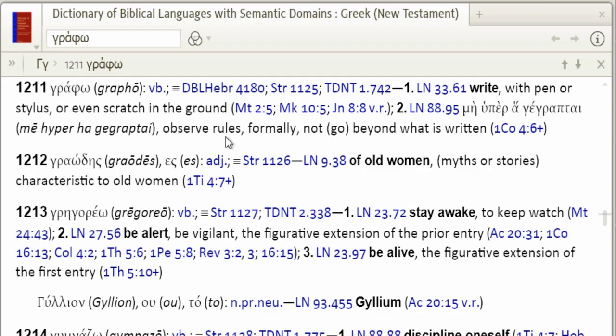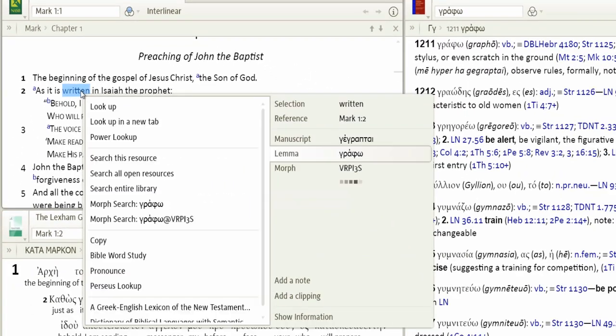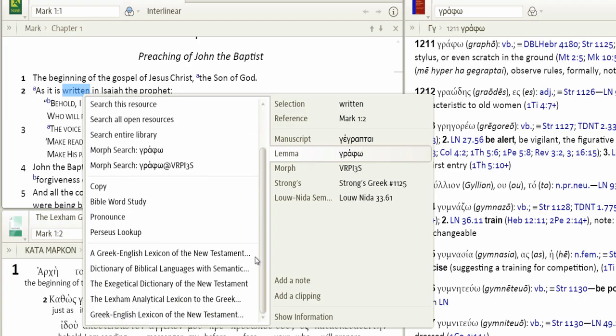Now, dictionaries or lexicons have different information included in them, and it varies in scope and in length. So if you'd like to see another lexicon, simply follow the same procedure that I did. Right-click on the word, make sure that lemma is selected, and scroll down and open another lexicon. Now in the next video, I'll show you an easier way to organize all of this information.